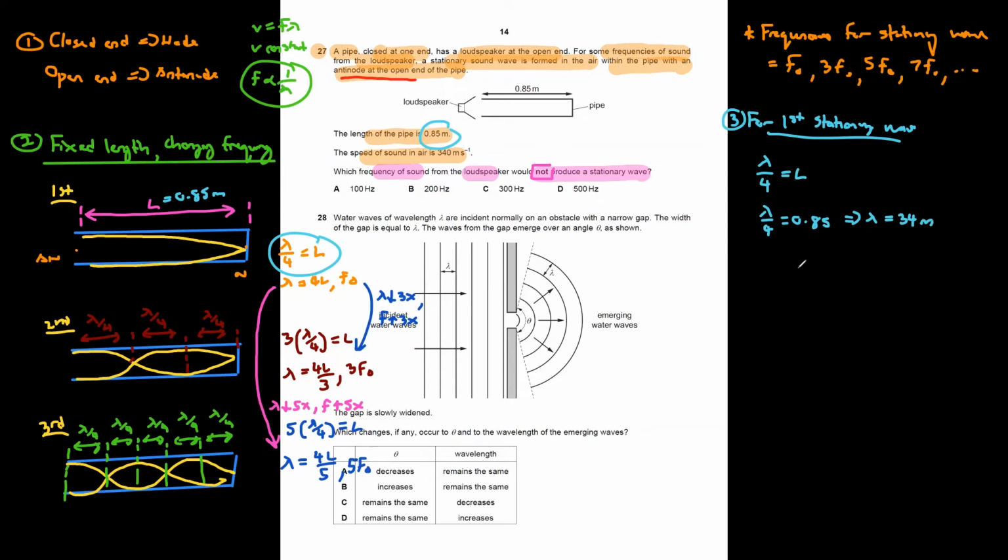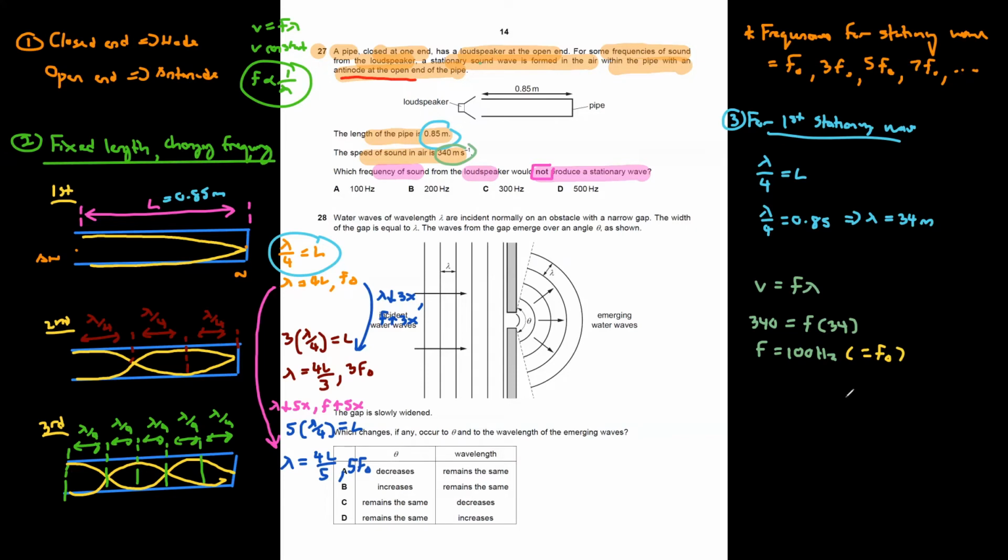Okay. And then from there, if you apply the equation v equals f lambda to find out the frequency for that wavelength, we are already given the speed here. So this one is 340 equals f times 3.4. The frequency is actually going to be 100 hertz. Okay. This frequency is actually our f0.